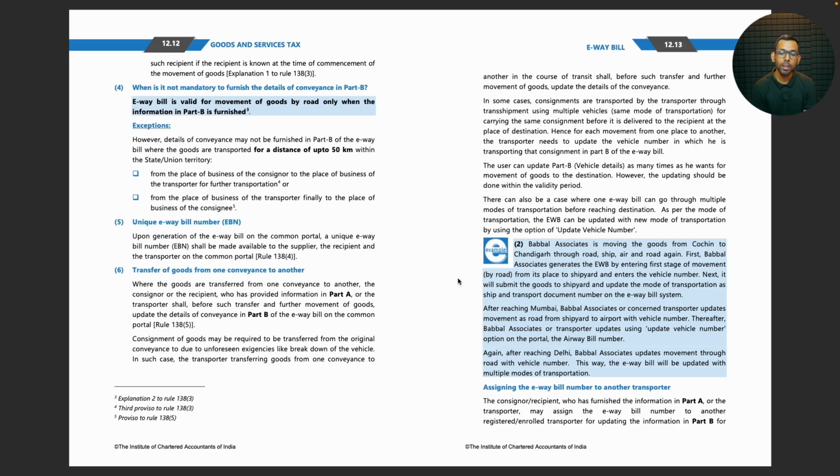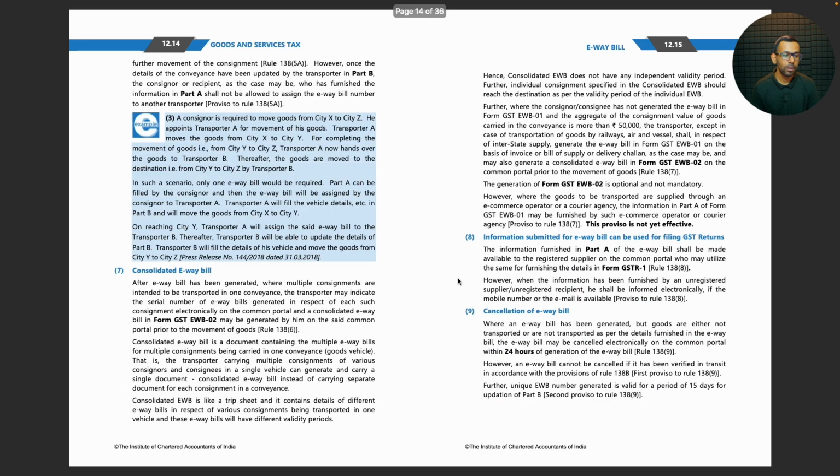After reaching Mumbai, Babbal Associates or the concerned transporter updates movement as road from shipyard to airport with vehicle number. Thereafter, Babbal Associates or the transporter updates, using update vehicle number on the portal, the airway bill number. Again, after reaching Delhi, Babbal Associates updates movement through road with vehicle number. This way, the e-way bill will be updated with multiple modes of transportation.